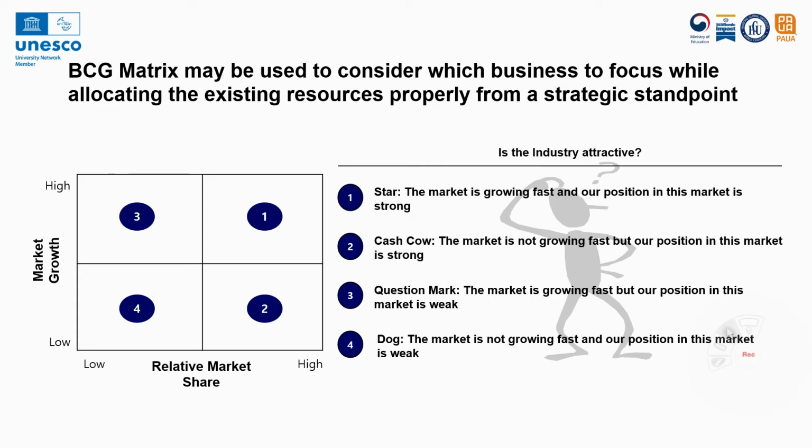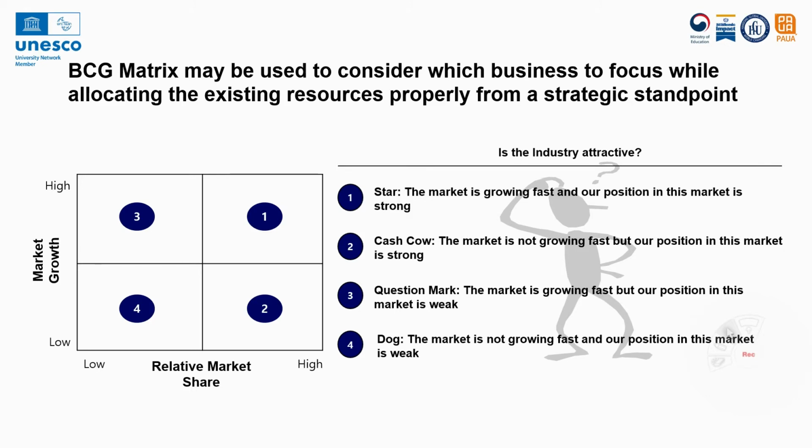If we take a substantial portion of market share, and if we become the market leader in this market, then it can become a star from question mark. But in case our position in this market is still weak, and in case the market is not growing fast anymore, that becomes the area of the dog, number 4.